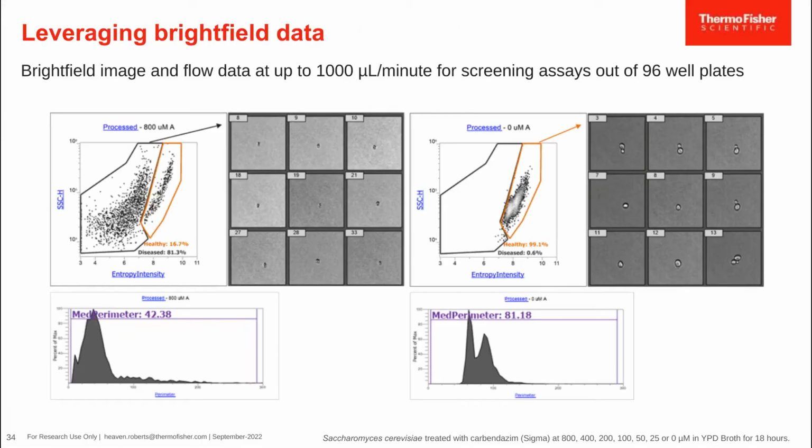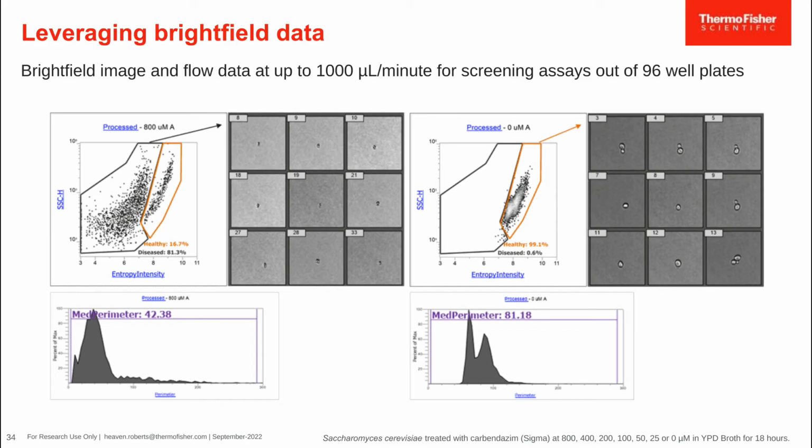This is just an example of using the same approach with the CytKick autosampler. Because we can extract this data even off of CytKick experiments, this was very exciting to start using as a screening assay on 96 well plates. So these are Saccharomyces cerevisiae that I treated with carbendazim, which is a fungicide. And I treated them with varying levels of carbendazim, or I'll call it CBZ, for 18 hours.